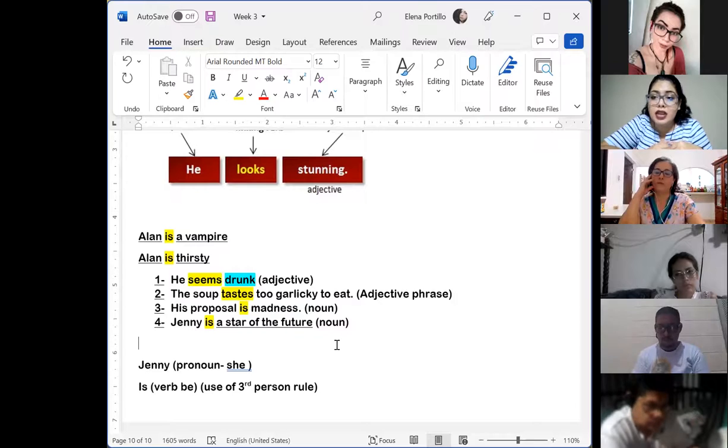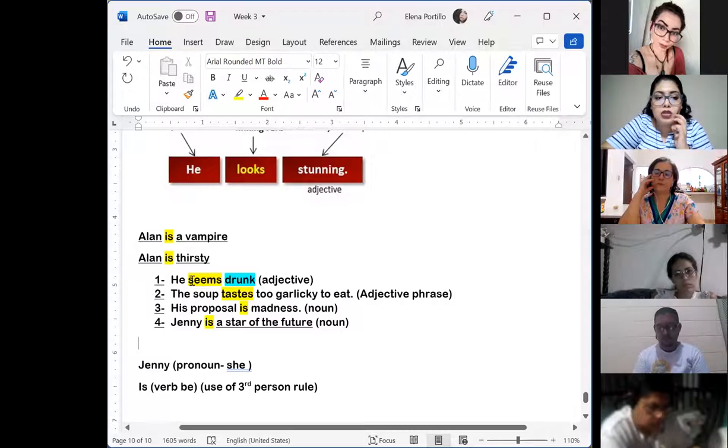Pero is es el verbo. No necesitamos otro verbo con los linking verbs. Porque en el primero, seems es el verbo y es el linking verb.